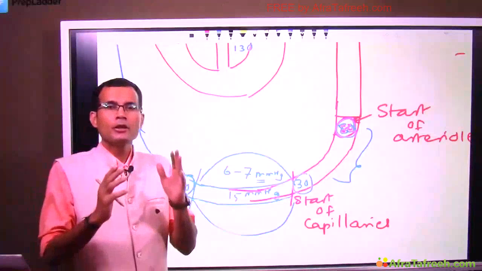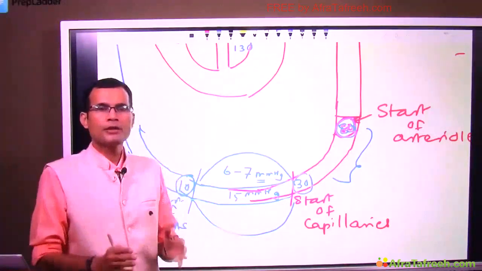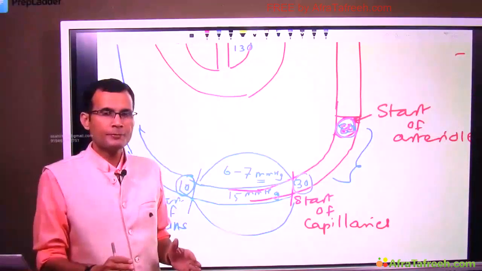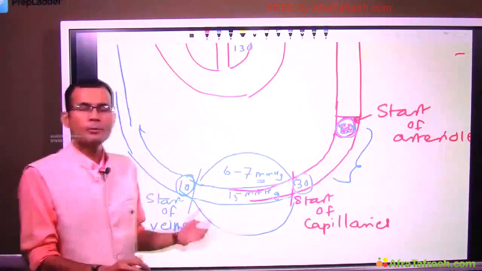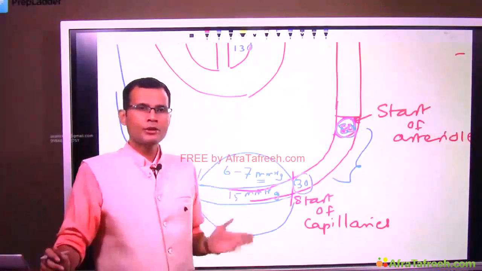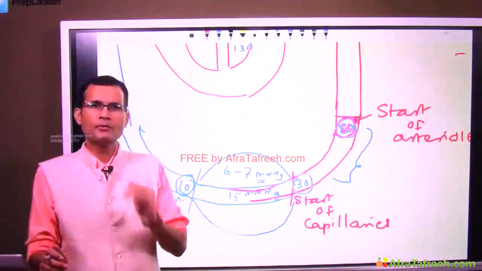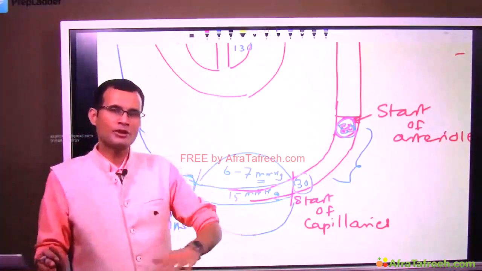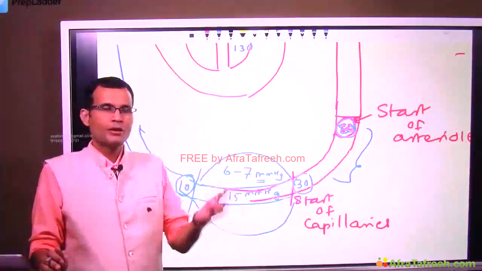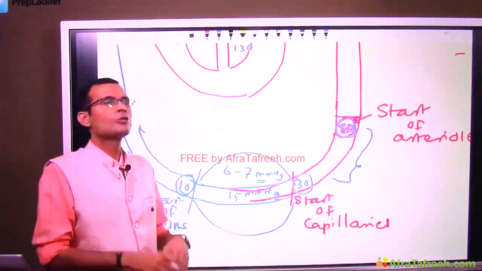I mean, when the heart stops beating, what will be the pressure in the circulatory tree? Or what will be the blood pressure? And the options are 0 mm of Hg, 6 to 7 mm of Hg, or 20 mm of Hg, 36 mm of Hg. I'm sure your first thought is going towards 0 mm of Hg, because after death there would not be any pressure left in the circulation. Is that so? No, that's not the case.